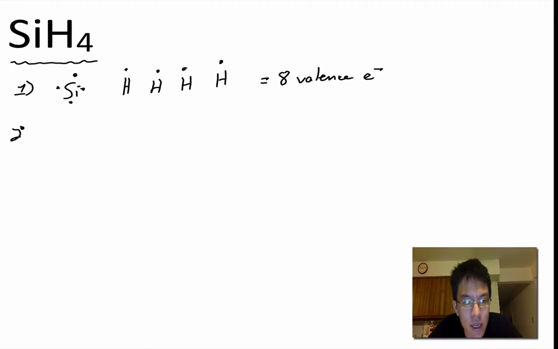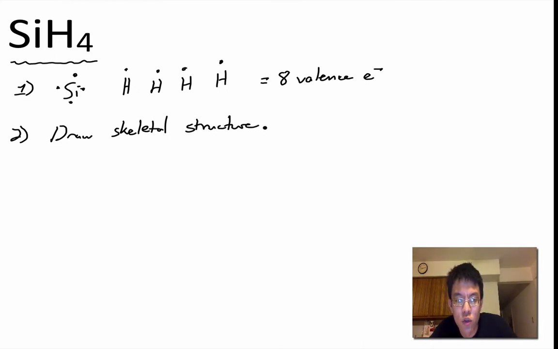All right, the second thing I want to do now is, I know I have 8 valence electrons, and I want to think about generally how these atoms are going to combine. So I'm going to draw something called the skeleton, or the skeletal structure. The skeletal structure is just the most basic drawing that I can make that connects this Si with these H's. So I have my Si, and I know it's going to bond with my H's. Whenever I draw a bond, I just make this line.